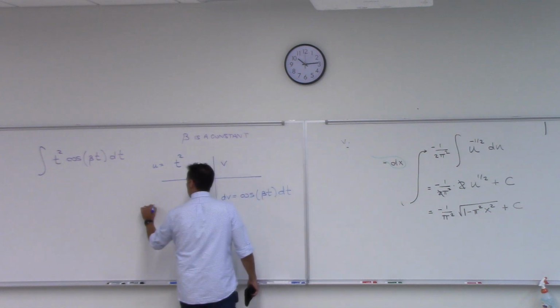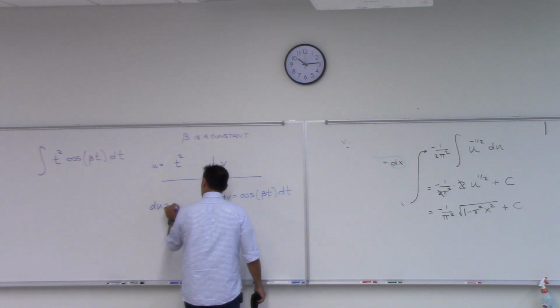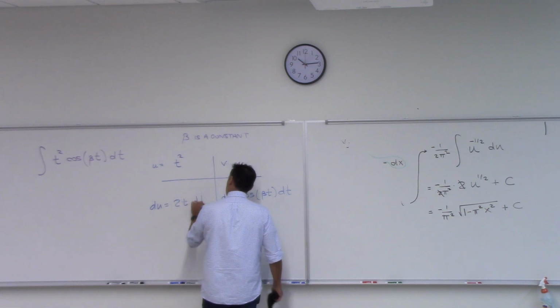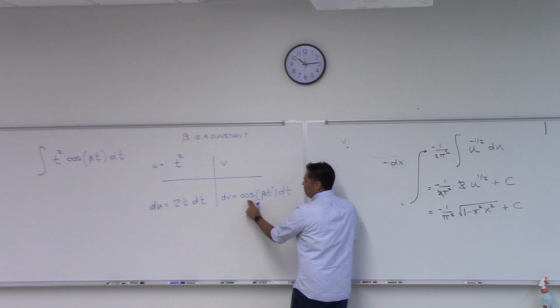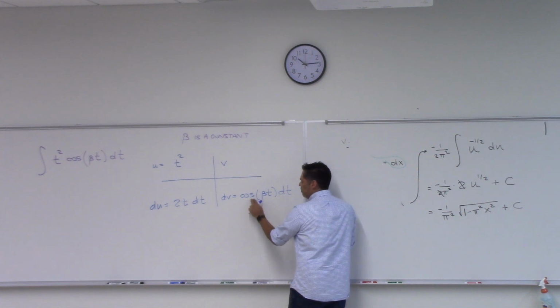Table. Here we go. du. The derivative of t squared is 2t dt. Don't forget the dt. And then for the antiderivative of this is what?